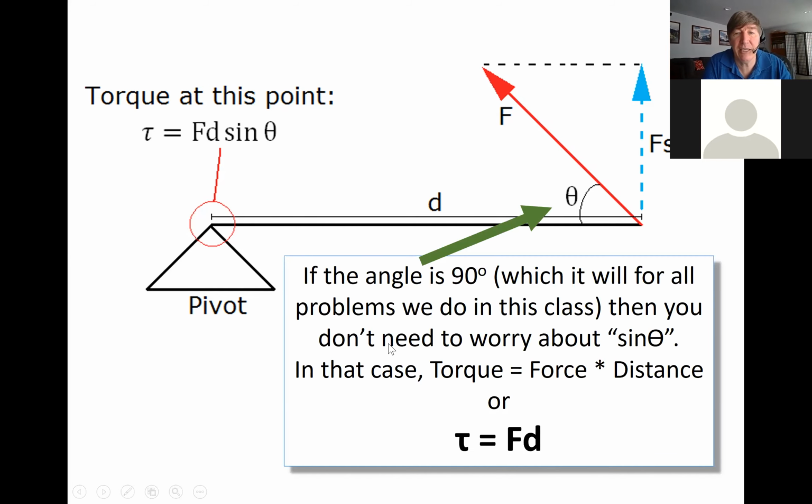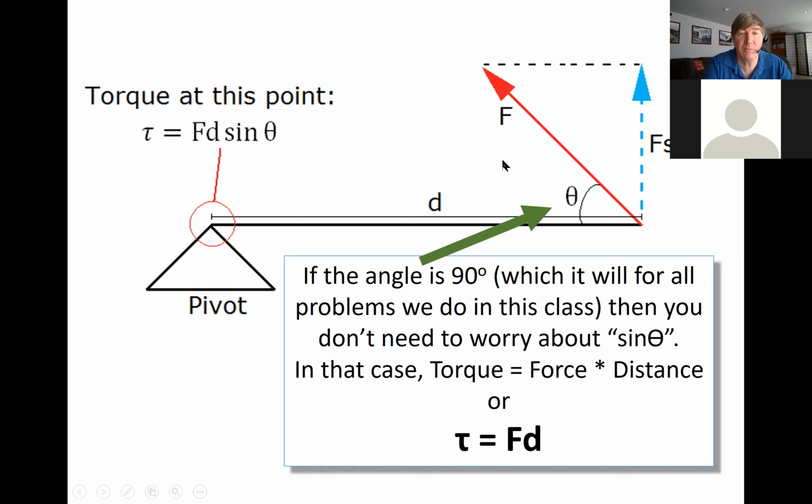Okay, so just keep in mind what I say right here. If this angle is 90 degrees, which it will be for all of the problems that we do in this class, then you can replace the real formula for torque with this simplified formula. The torque is just equal to force times distance. So everybody write that down in your notebooks. Remember that the amount of twisting force you get, the amount of torque, is always going to be whatever the linear force of the hand is, however many pounds of force that is, multiplied by the distance from the hand to the pivot point, which is sometimes called the lever arm.